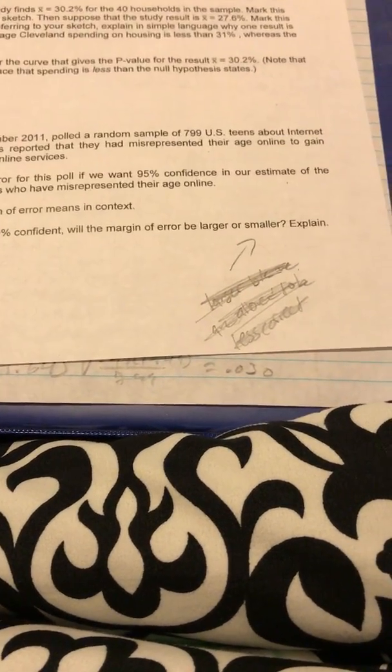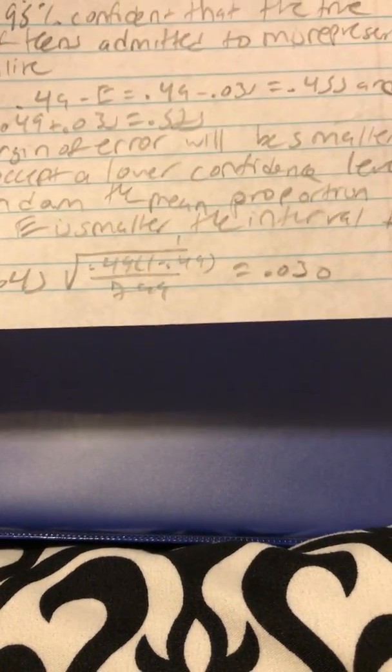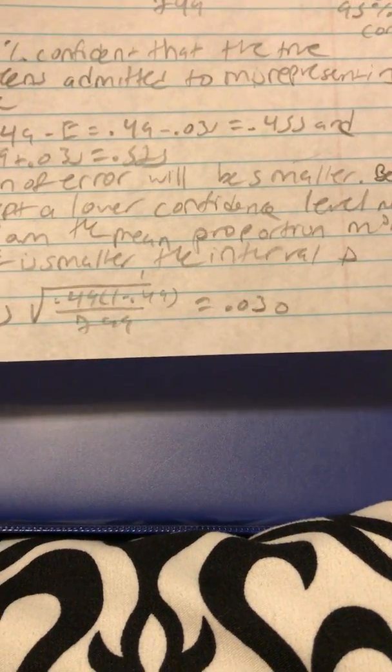And then part C: if we are only 95% confident, will the margin of error be larger or smaller, and then explain. So I said the margin of error will be smaller. Being willing to accept a lower confidence level means we can pin down the mean proportion more clearly. If E is smaller, the interval is narrower.